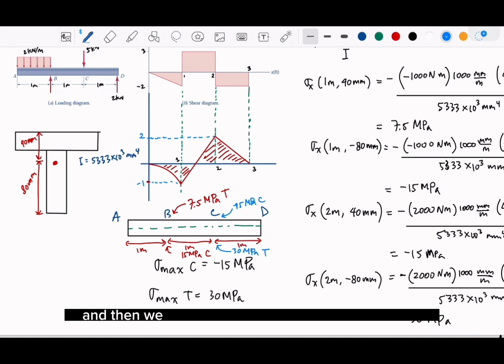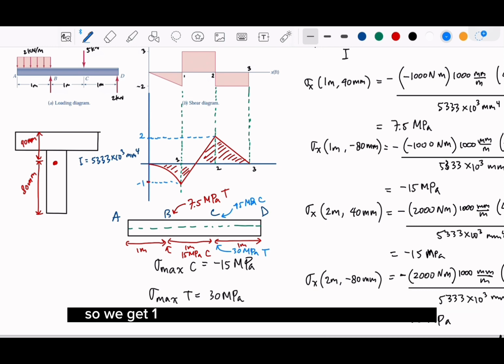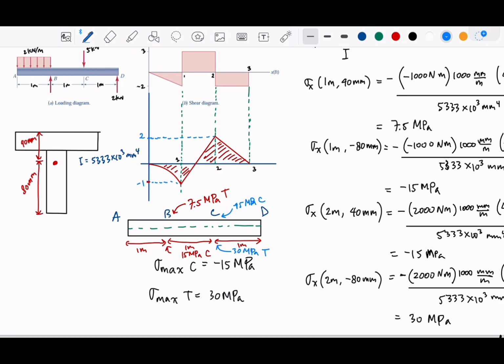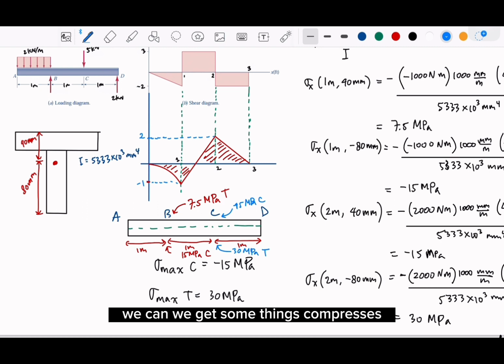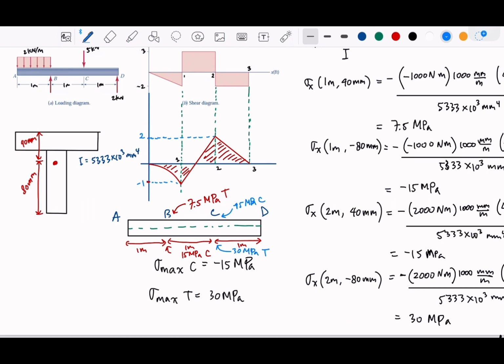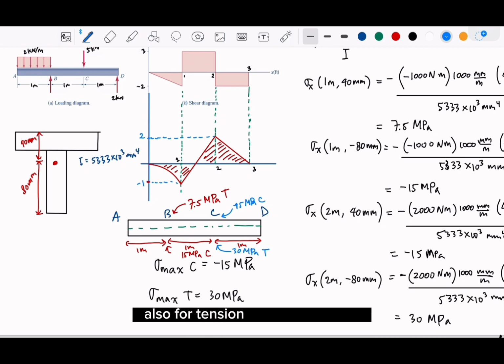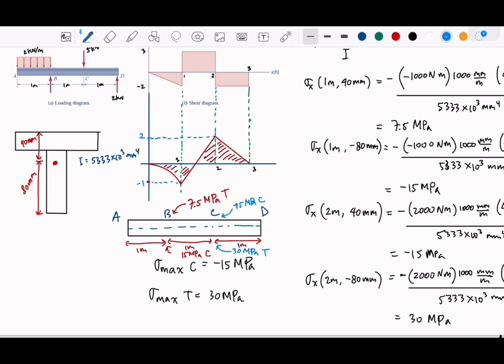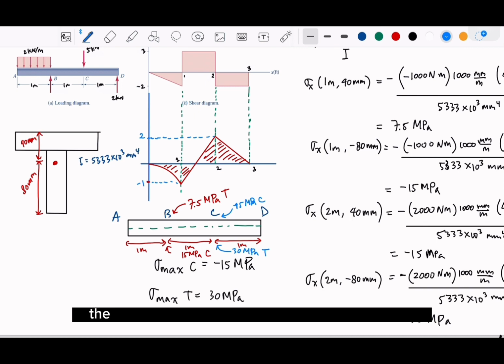And then we need to also combine with the distance from the neutral axis. So 40 millimeter and 80 millimeter. So at 1 meter, both at 40 and at negative 80, we get some compression and tension. And at 2 meter, for both 40 and 80, also tension and compression. Yeah, this is a little bit complex because we combine the diagram with the stress in the beams.